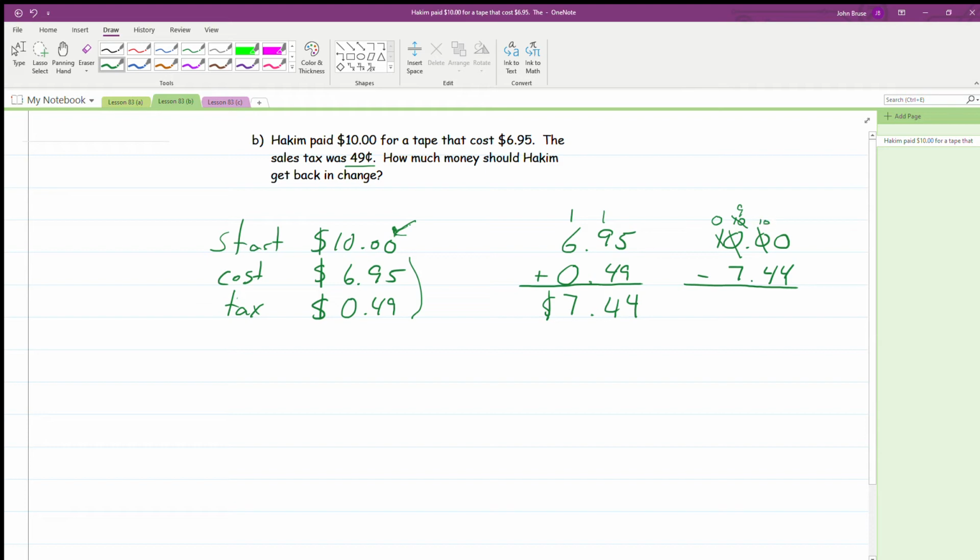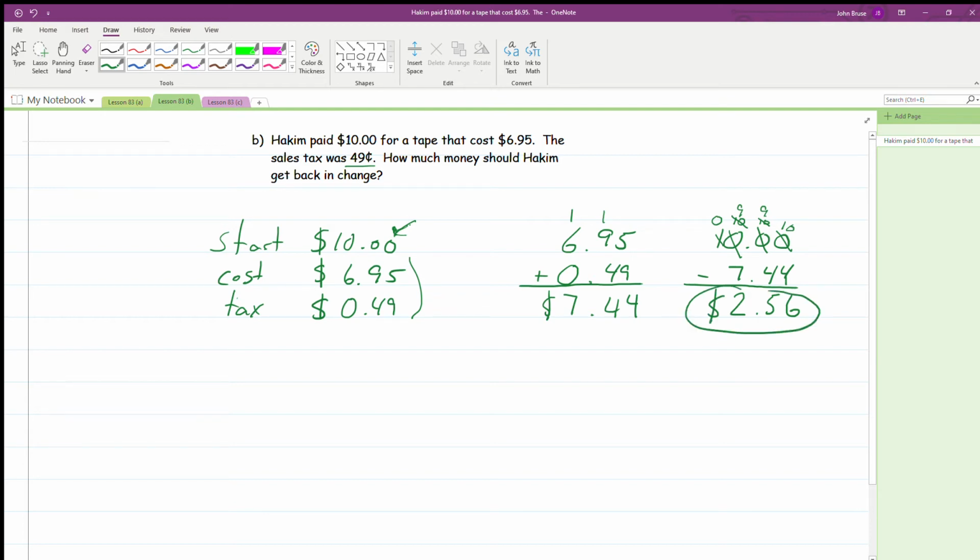Now I can borrow from my 10 dimes, which leaves me with 9 dimes, and the 10 dimes equals 10 pennies. So now I can subtract. So 10 pennies minus 4 pennies is 6 pennies. 9 dimes minus 4 dimes is 5 dimes. Put our decimal here. Don't forget the decimal. And then $9 minus $7 is $2. So he should get $2.56 in change.